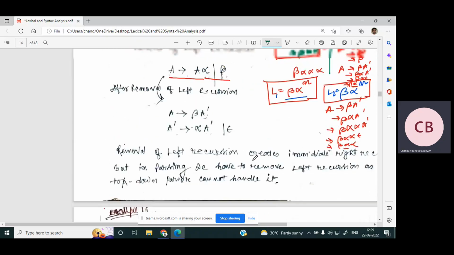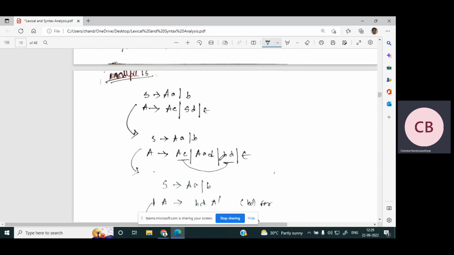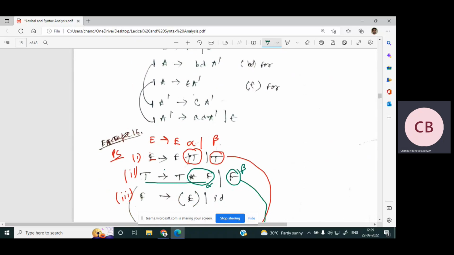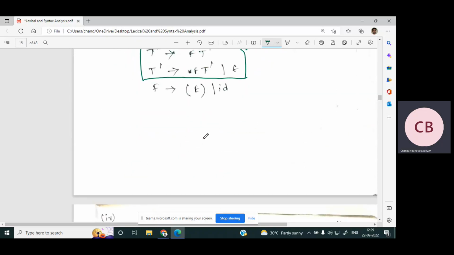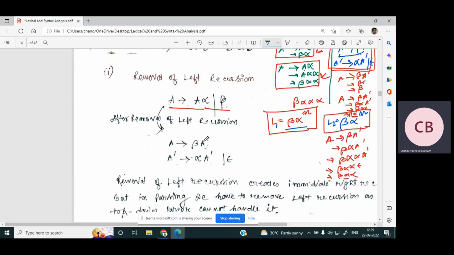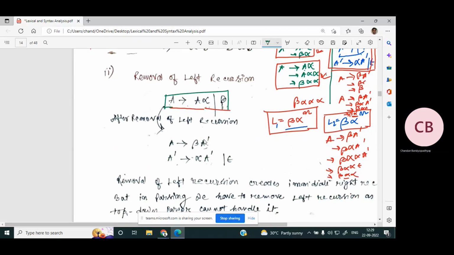But one interesting parameter: some more examples I have given here. Definitely you should follow the examples. Example number 16 and example number 17 are given, and you should follow them. Now one interesting thing you should check is that once I remove the left recursion from a grammar, immediately a right recursion is generated. A to beta A', A' to alpha A'. So here there is no problem with the left recursive part, no left recursion is there. But here you check the right part: a right recursion is generated.